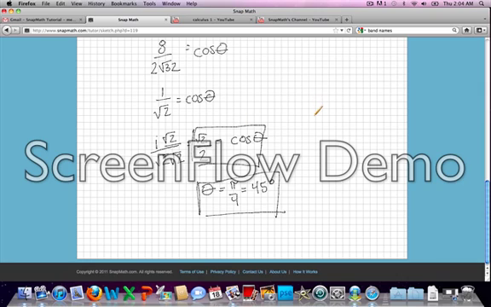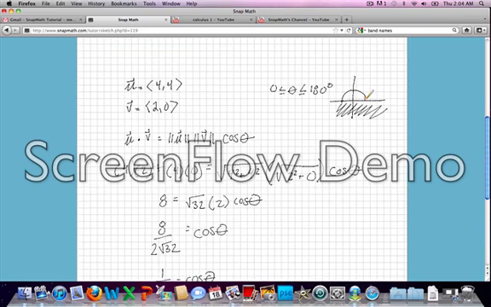So it looks like in this case, I've got a theta that's in my first quadrant.